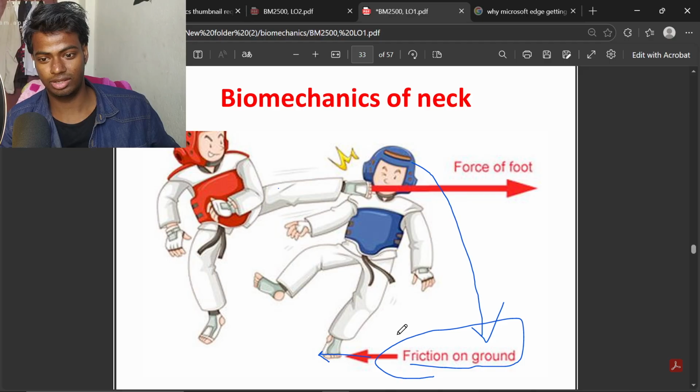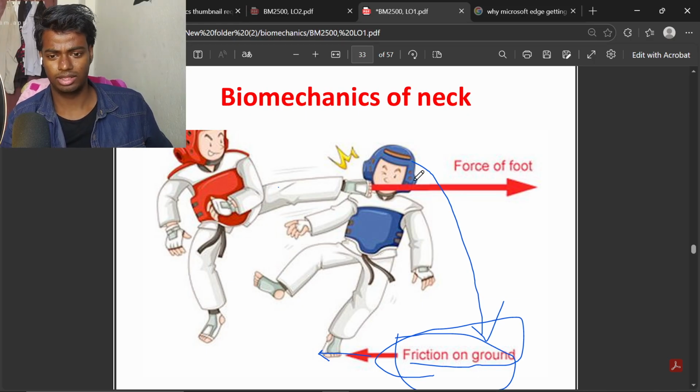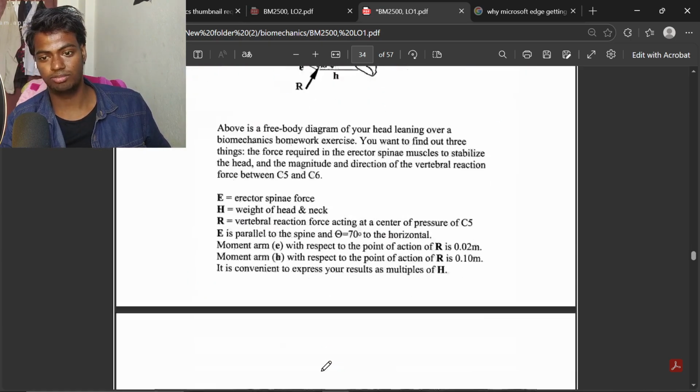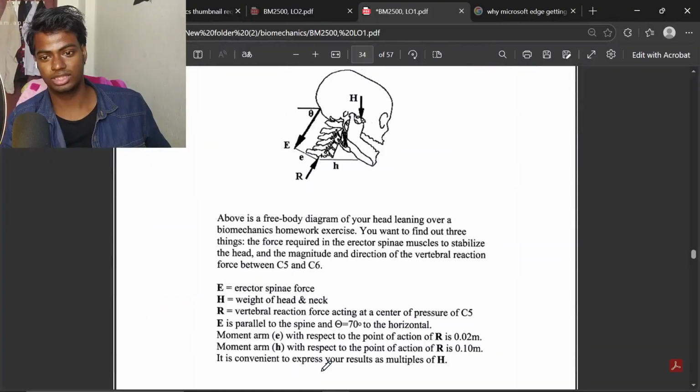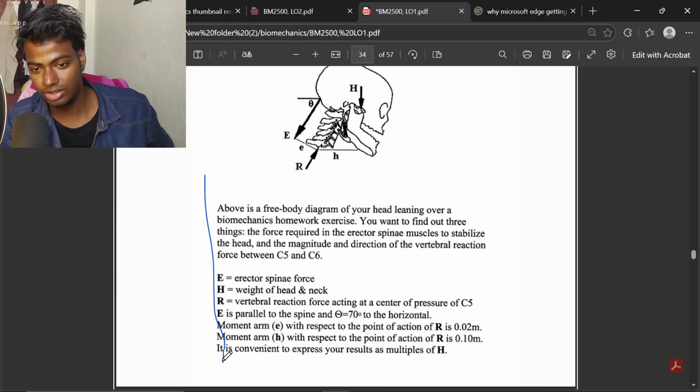Friction: after you apply force, after an external force is applied, or you make it internal, the force that goes against the motion is the friction, which always happens. This is interesting. This is homework. Do it. Take a screenshot and do it.